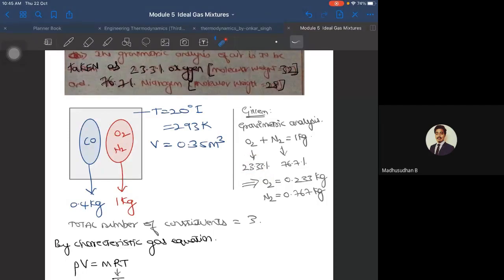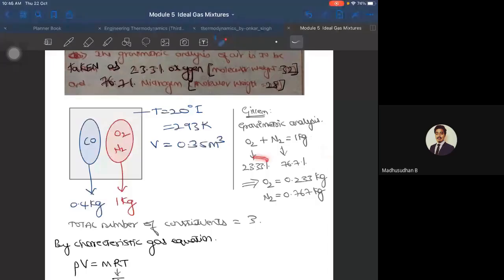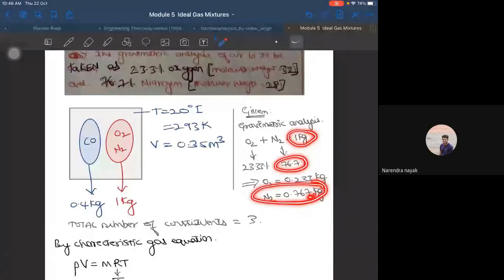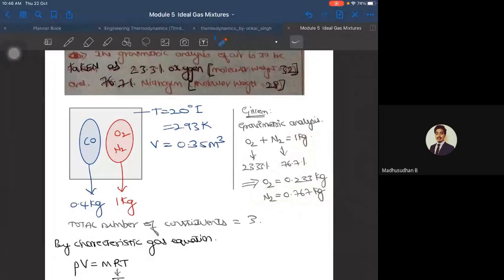Suppose the air is of 1 kg. Now 23% of 1 kg is your oxygen weight, correct? This is very important. 23% of 1 kg is your oxygen weight. Similarly, 76% of 1 kg is your nitrogen weight. Yes or no? Got this point? It's simple aptitude.